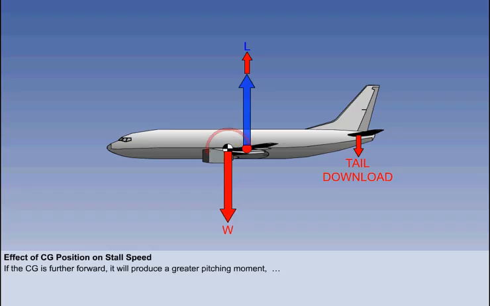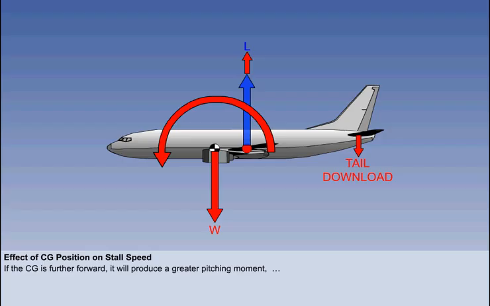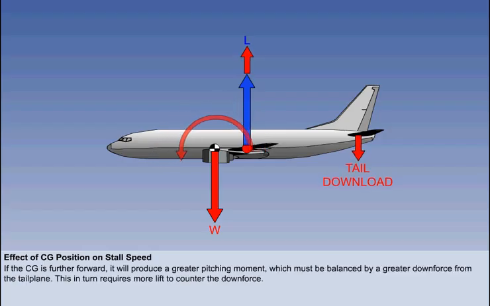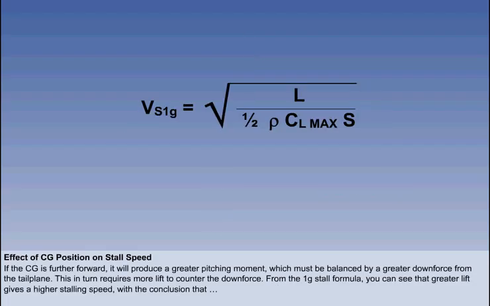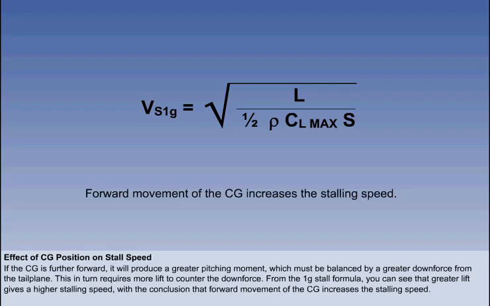If the CG is further forward, it will produce a greater pitching moment, which must be balanced by a greater downforce from the tailplane. This in turn requires more lift to counter the downforce. From the 1g stall formula, you can see that greater lift gives a higher stalling speed, with the conclusion that forward movement of the CG increases the stalling speed.